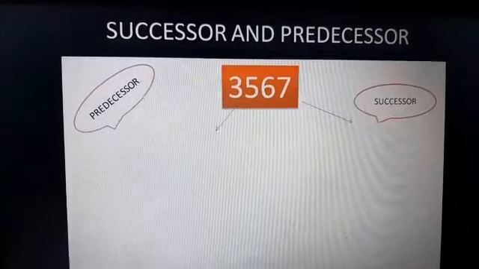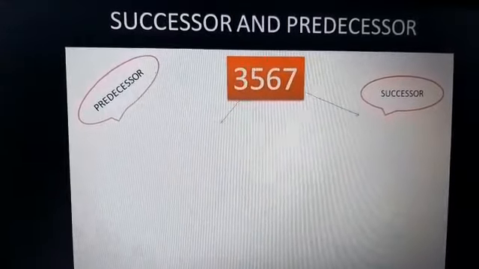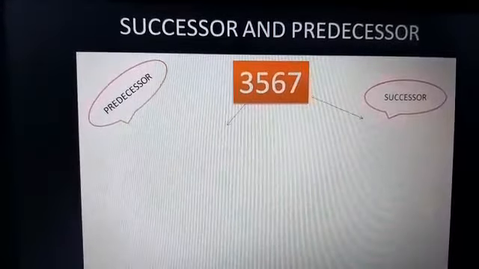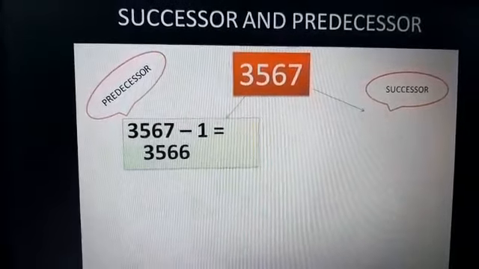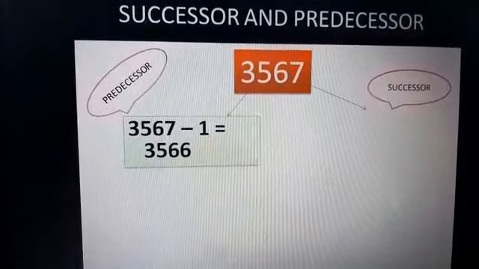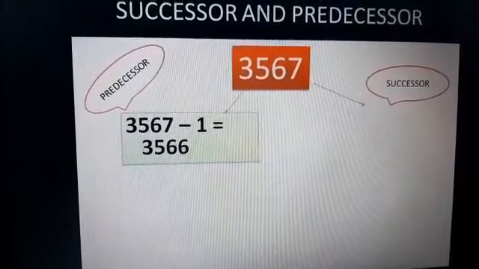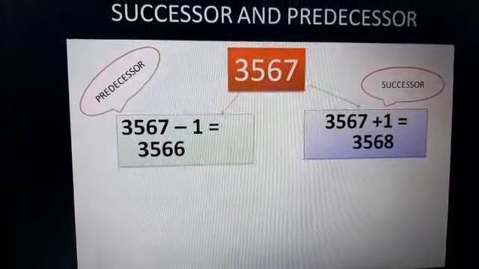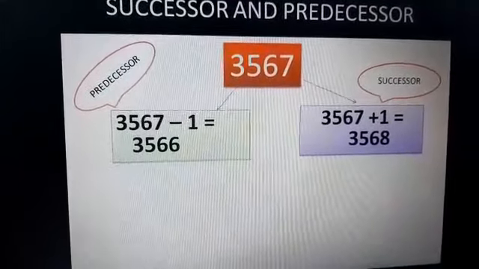Here is a quite interesting question for you. What you have to find here? You have to find the predecessor and successor of 3567. How you are going to find that? Predecessor means minus 1. So you have to subtract 1 from this number. So 3567 minus 1 gives you 3566. If you want to find the successor of 3567, what you are going to do? You just have to add 1 to it.